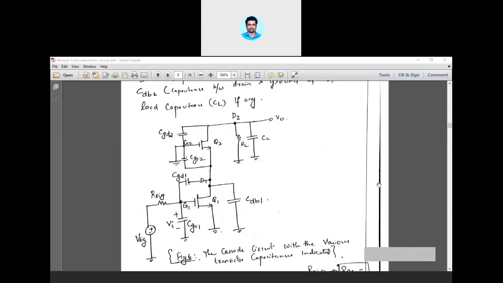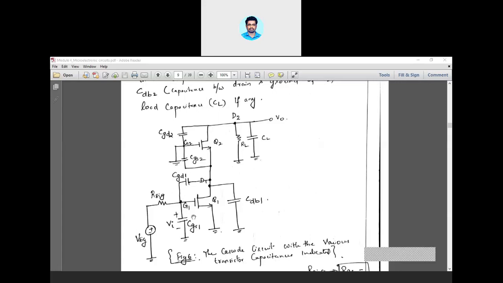I repeat again, to find the cutoff frequency, you will have to find the individual time constants. Time constant is nothing but the product of resistance and capacitance. In this figure we have shown 5 distinct capacitors, not even 5, I think 6 capacitances are there. So individually you have to take each capacitance one by one. Looking through that capacitance, you will find one resistance. That resistance multiplied by the capacitance is nothing but your time constant.